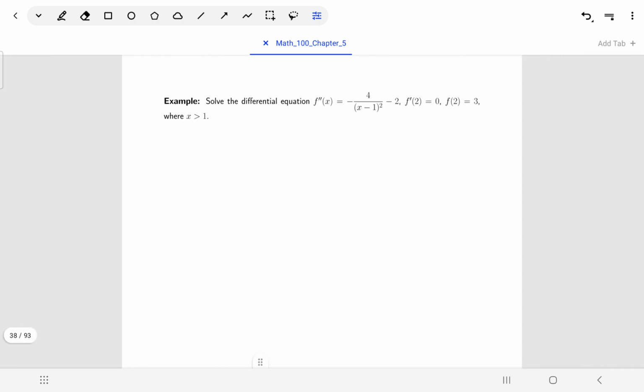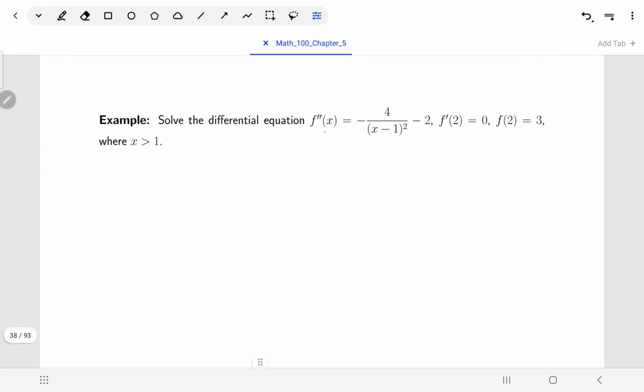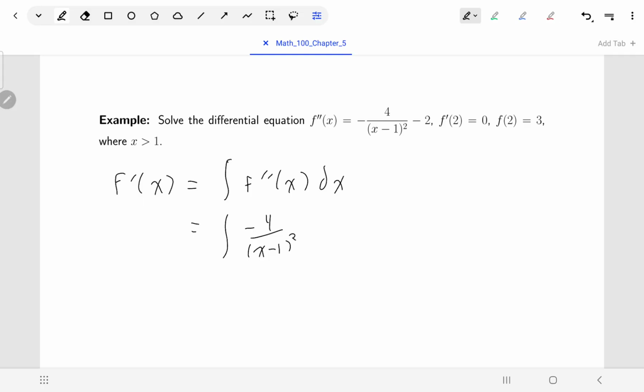Okay, well, one last little problem to solve, and it's a differential equations problem. I have a second derivative here, and I want to find out what is my function f of x. So I'm going to start off by saying, well, I know that if I wanted to find f prime of x, I could find that by finding an antiderivative of f double prime of x. And that one's not bad. It's, what, negative 4 over x minus 1 squared minus 2.